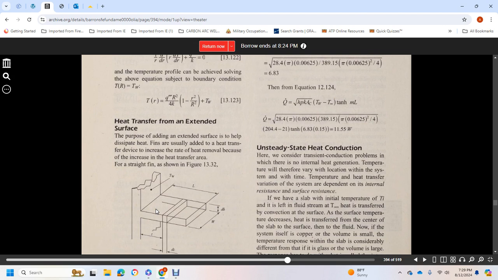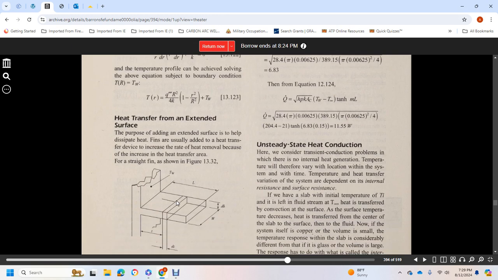Heat transfer from extended surfaces. The purpose of adding an extended surface, or fins, is to help dissipate heat from the device and increase the rate of thermal removal, because of the increase in the heat transfer area. Straight fins are shown in figure 13.32.